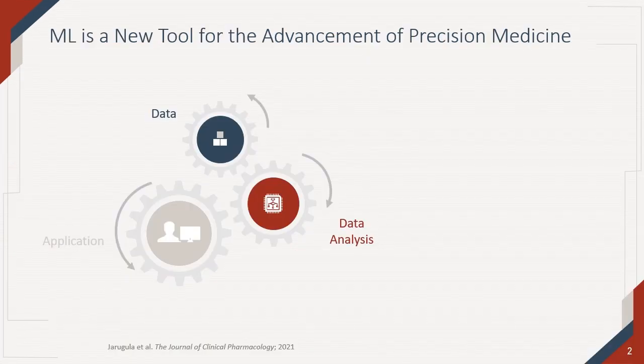Precision medicine is usually implemented using clinical decision support systems. In saying precision medicine, I refer to precision pharmacotherapy here. The following three components are at the core of these decision support systems: data, data analysis, and application software.